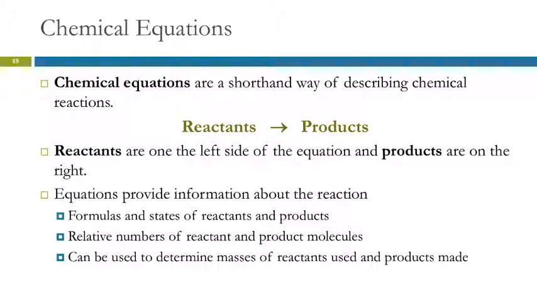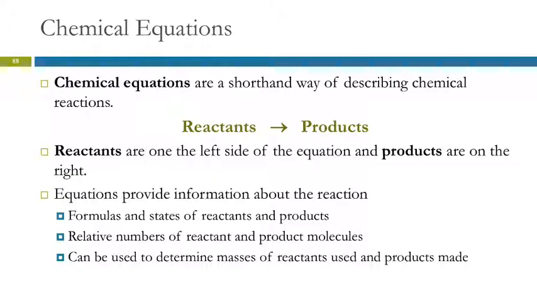A chemical equation is a shorthand way of describing a chemical reaction instead of a very long, tedious sentence. The general idea here is that we have reactants, the things that react, and an arrow pointing in the direction that this thing is going to happen, and then the products. So the reactants react to produce the products.